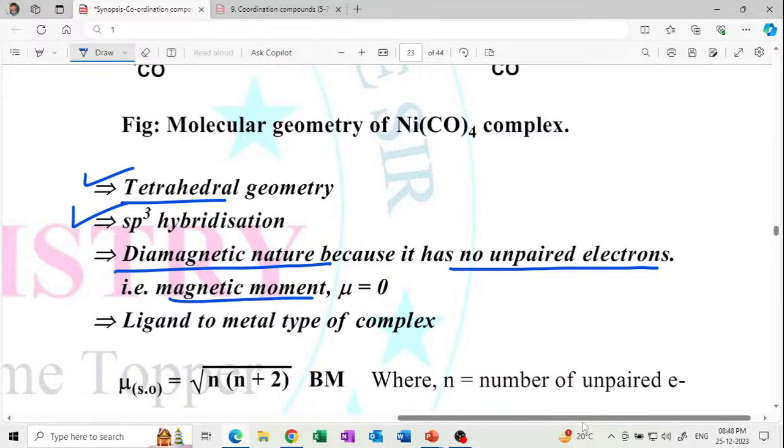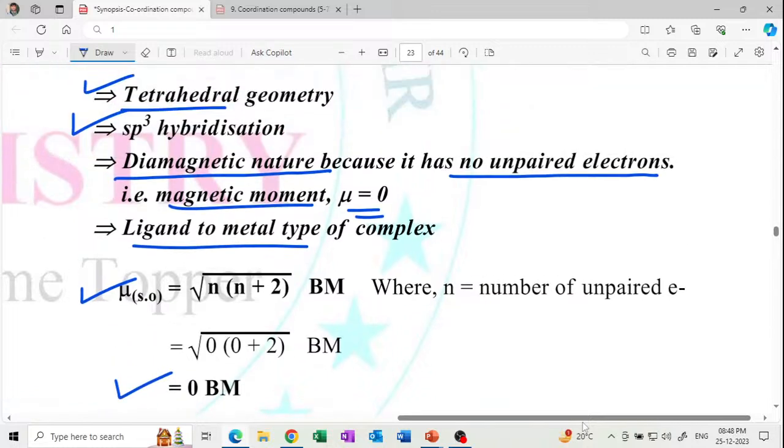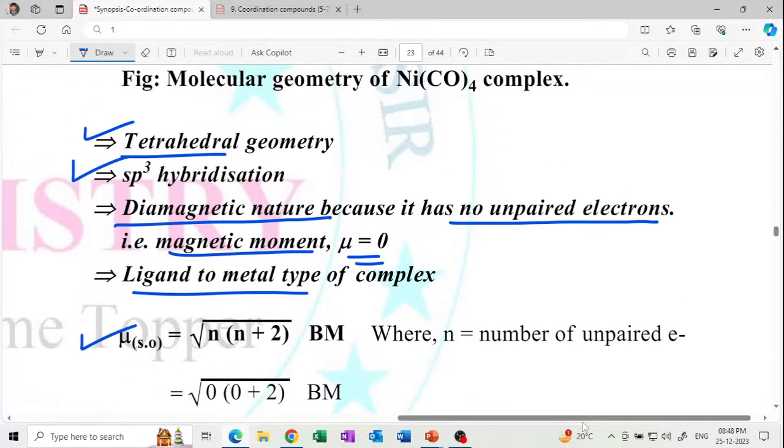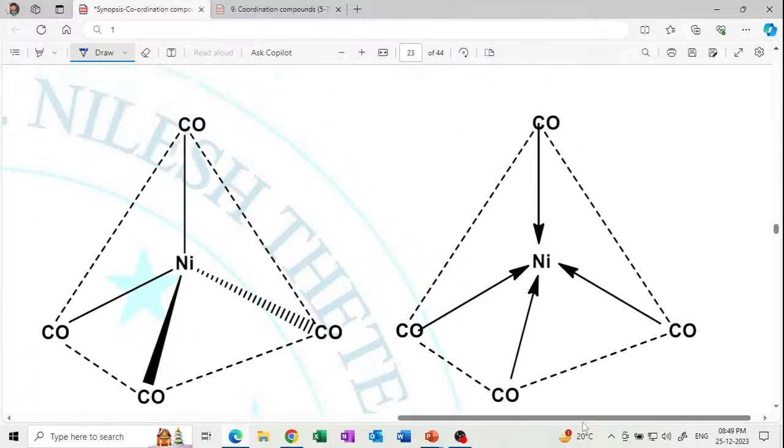So the magnetic moment, how much? Mu is equal to 0. How? Because this is a ligand to metal type complex. The magnetic moment is 0, from root n(n+2) Bohr magneton, so 0 Bohr magneton. Get it? So the complex is diamagnetic. Is it clear? Everyone check. At least you should be able to write these points.